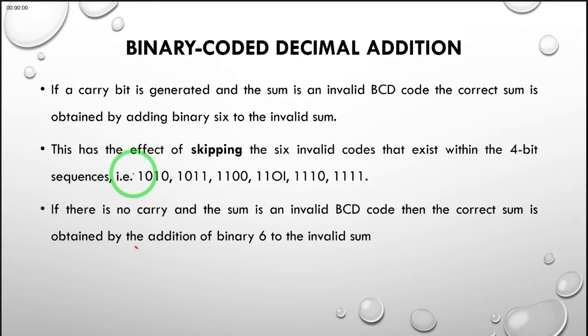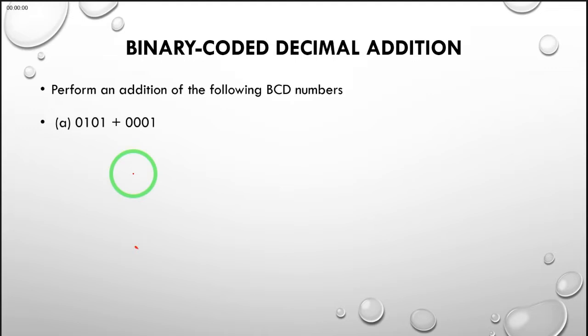If there is no carry and the sum is an invalid BCD code, then the correct sum is obtained by the addition of binary 6 to the invalid sum. I think we will just look at the example so that we can see how those rules apply. An example: perform an addition of the following BCD code. 1, we want to do this one.